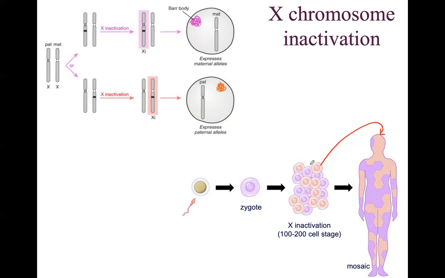It doesn't matter. The point is this cell at the 100 to 200 cell stage during your development, if you're a biological woman, from then on, that cell, which went on to make many, many hundreds of billions or trillions of cells, the same X is inactivated. And so it is in each cell that you don't have twice the expression. You don't have twice the expression.